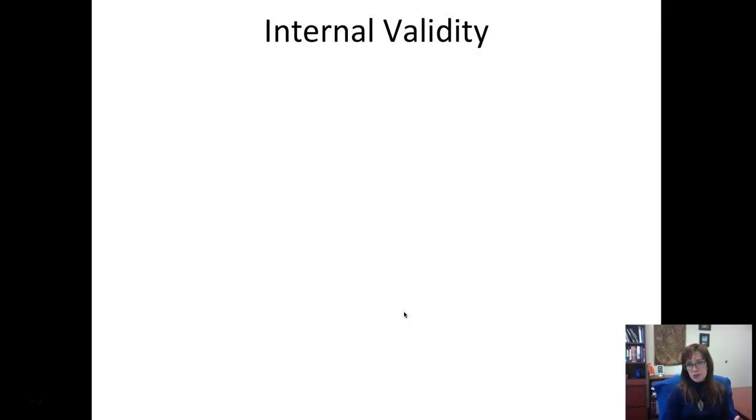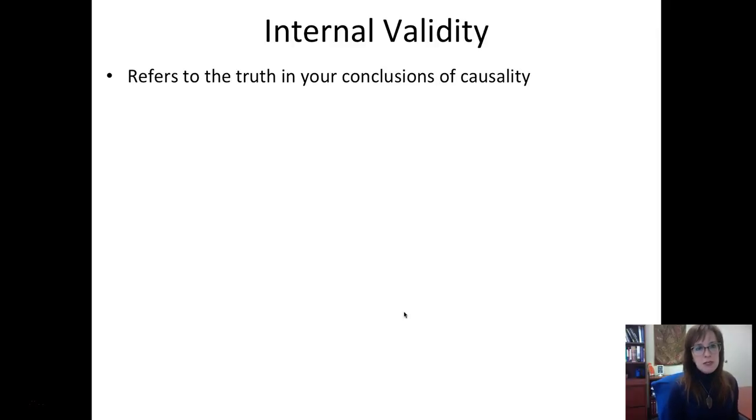So key pieces to all of this are thinking about internal and external validity. We'll talk first about internal validity. Internal validity refers to the truth in our conclusions about causality. So if we say after an experiment that we think this variable, this manipulation, this intervention caused this other outcome or change in a dependent variable, the internal validity refers to the truth in that conclusion.